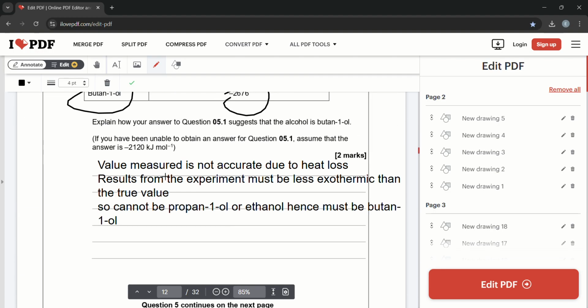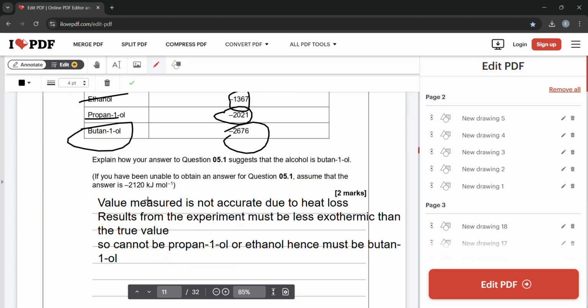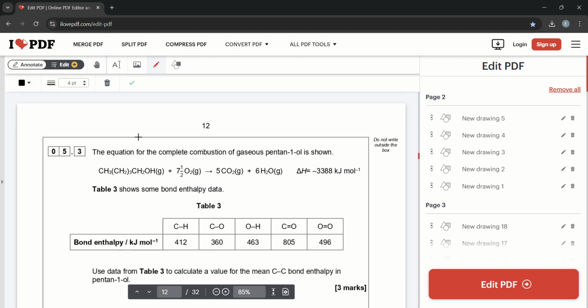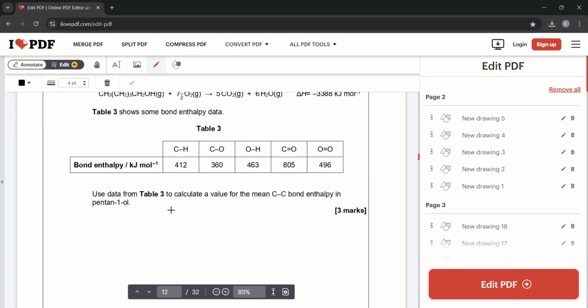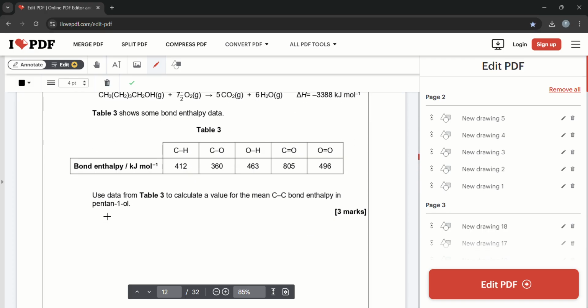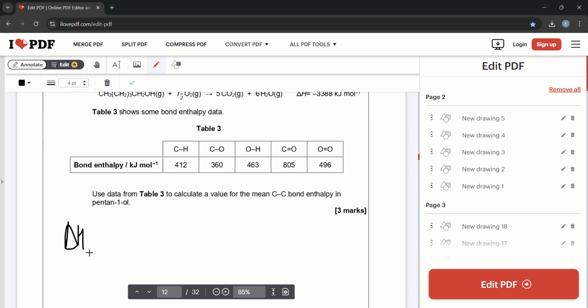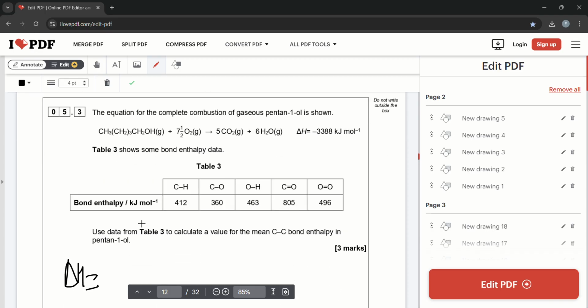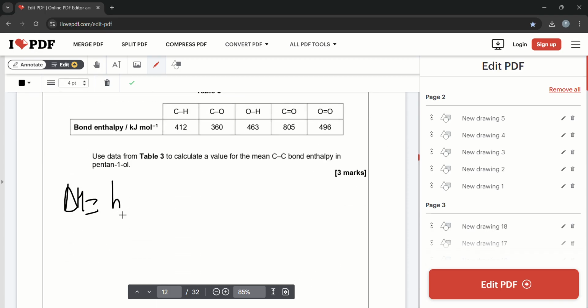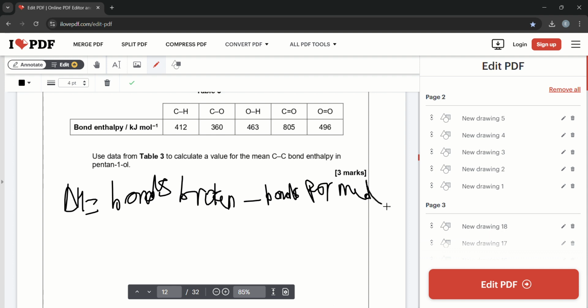And then, yeah, it must be less exothermic, therefore it must be butanol 1, and ignore what I just said a bit before that. Question 5.3 uses data from table 3 to calculate the value for the mean carbon-carbon bond enthalpy in pentanol. It's going to take quite a while, but we're going to try to do it as quickly as possible. Delta H equals mean bond enthalpy of bonds broken minus bonds formed.